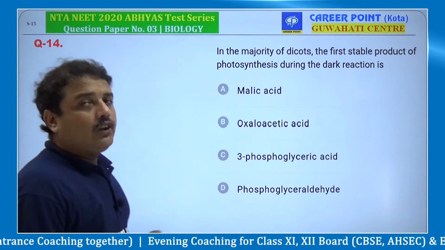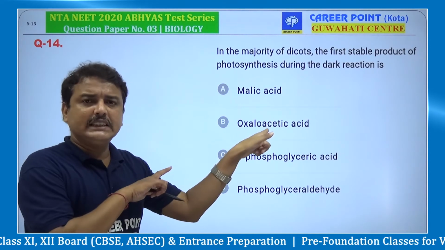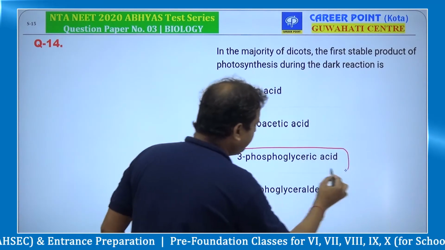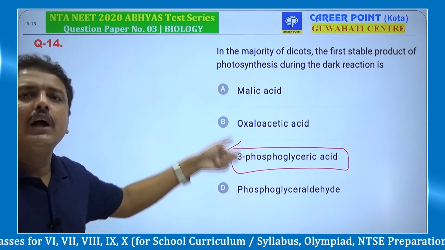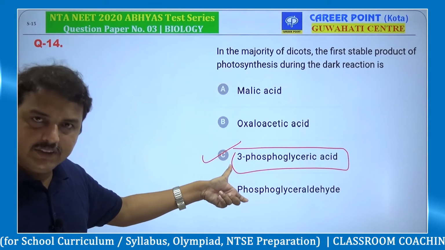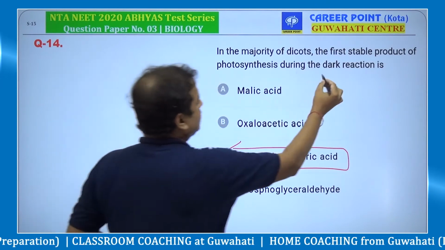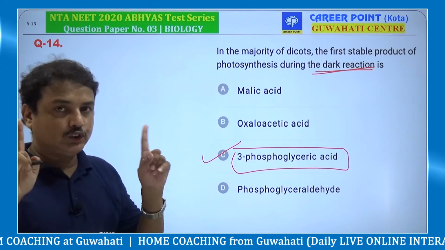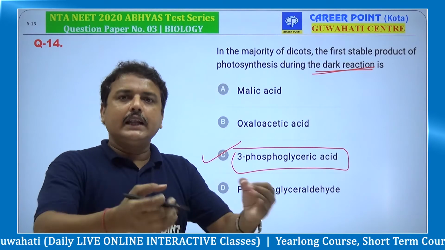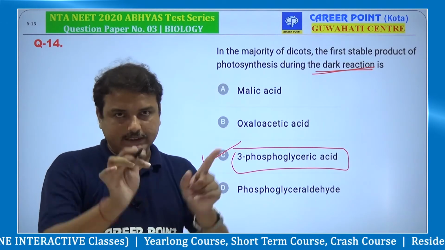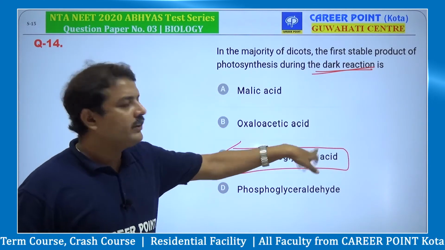In the majority of dicots, the first stable product of, so it is again an easy question, we already discussed it. That is nothing but 3-PGA, 3-phosphoglyceric acid. It is the first stable product of the C3 cycle, that is, the Calvin cycle. That is why another name of the Calvin cycle is the C3 cycle. Calvin cycle is a part of the dark reaction. Photosynthesis has two phases, light reaction and dark reaction. In the light reaction, oxidation of water occurs, and in the dark reaction, reduction of carbon dioxide occurs. As I already told you in the previous question, this answer is 3-phosphoglyceric acid.